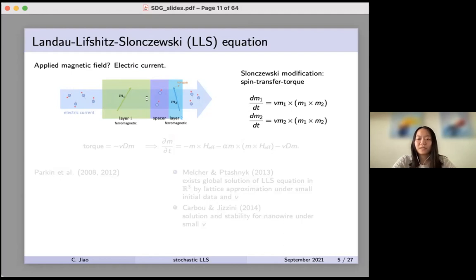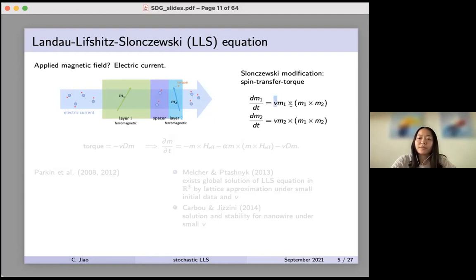Then the current will pass a non-magnetic spacer, of suitable thickness such that the current stays spin polarized when it reaches the free layer. The free layer is a very thin ferromagnetic layer with magnetization M2. Similarly, M2 and the spins of electrons will interact with each other. So in layer 2, what happens is that we will have a coupled dynamics of M1 and M2. They will exert torque on each other. And Slonczewski modeled the dynamics as follows.